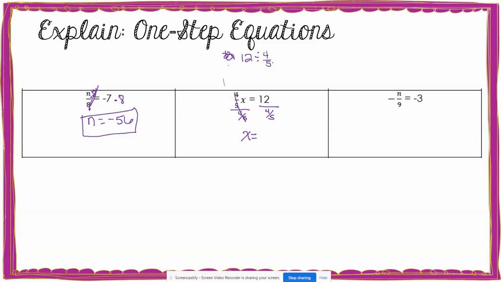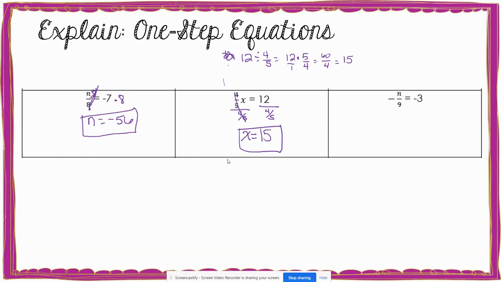If I have 12 divided by 4/5, then I really would need to use my rule for dividing fractions, which is multiply by the reciprocal. So I would take 12 and I would multiply it by the reciprocal of 4/5, which is 5/4. Well, 12 is the same as 12 over 1, and I would just multiply. 12 times 5 is 60, and 1 times 4 is 4. If I do 60 over 4, that's the same as 60 divided by 4, which is 15. So for this problem, x equals 15.